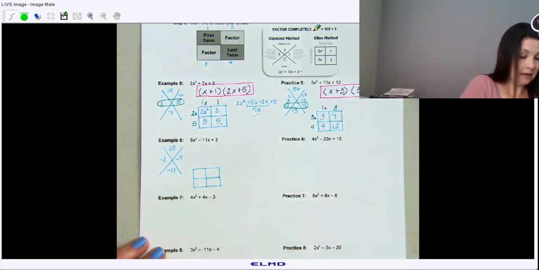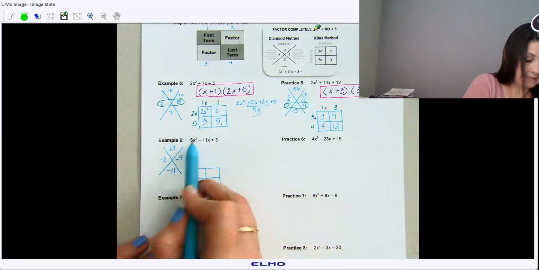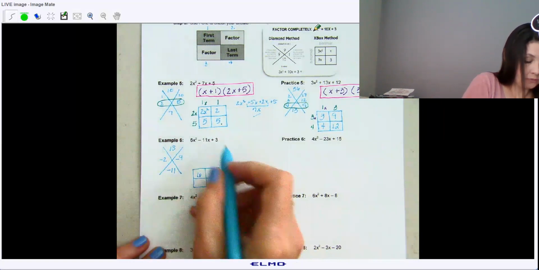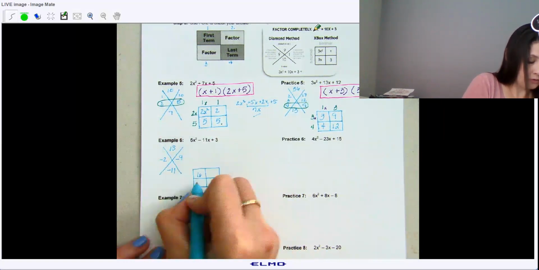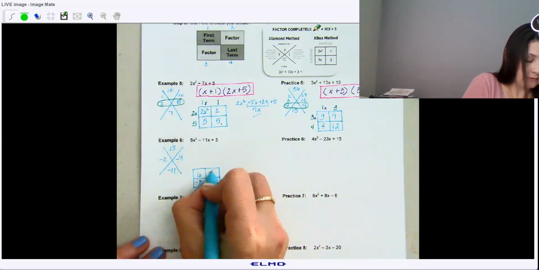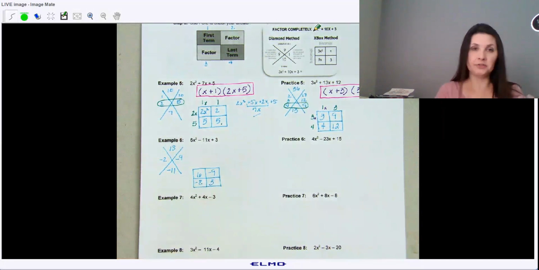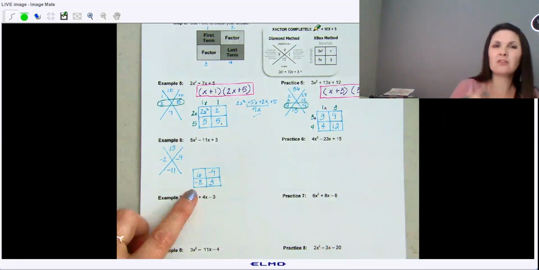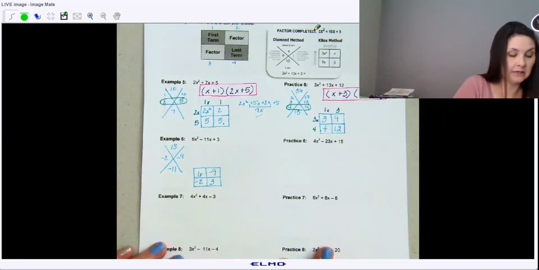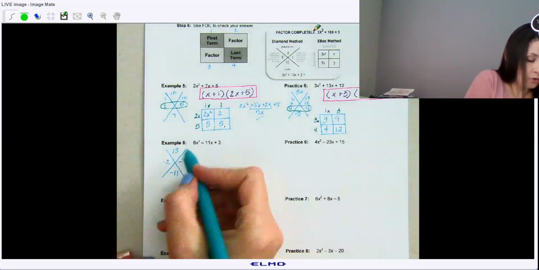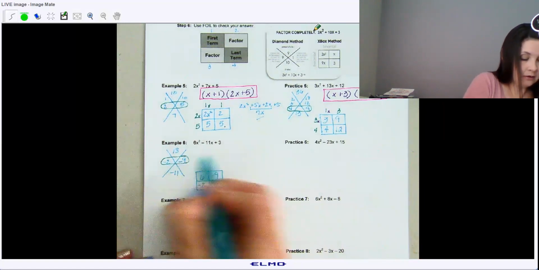Okay. And we have our first term is 6, our last term is 3, and then our two terms in here are negative 2 and negative 9. Now remember, I could have swapped my negative 9 and 2. They don't have to go in that box. That's just typically how I write it. It's how I've always done it. Okay, so we've used these two right here.